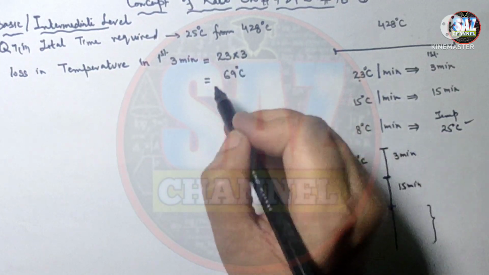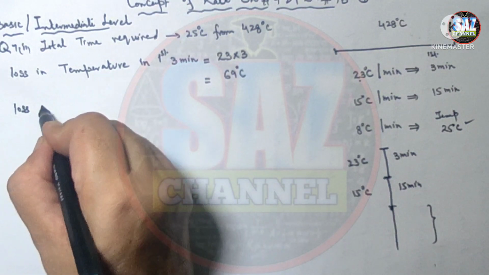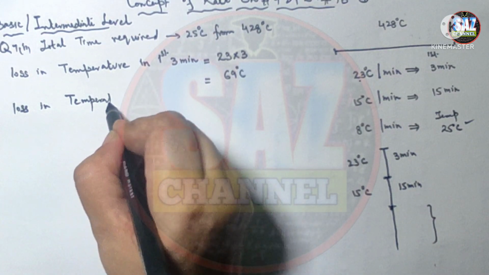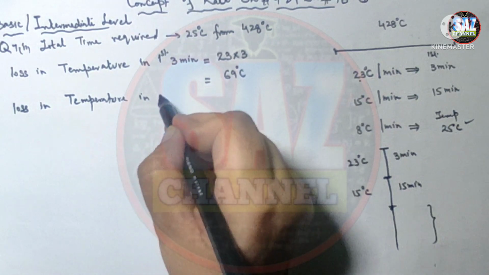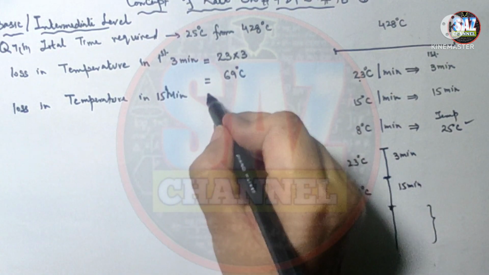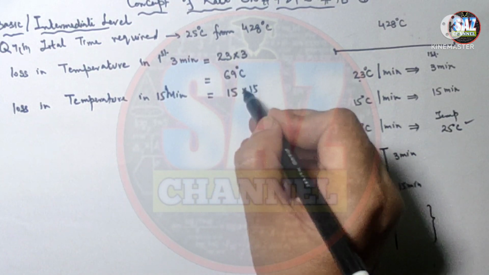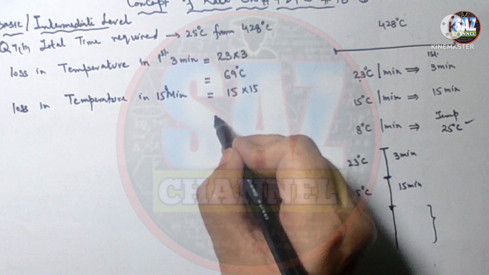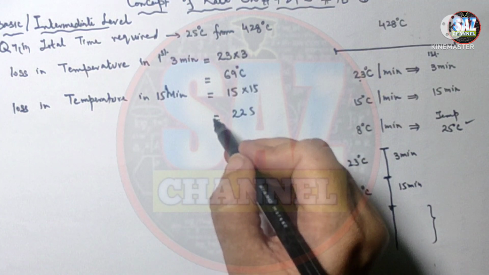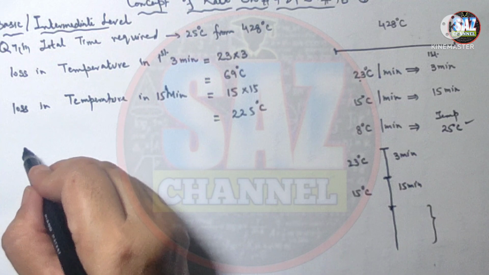And for next 15 minutes, loss in temperature or fall in temperature in next 15 minutes will be equal to, the rate is 15, 15 times 15, which is equal to 225. Let me check the rate once again. 15 minutes, yes, 225 centigrade.